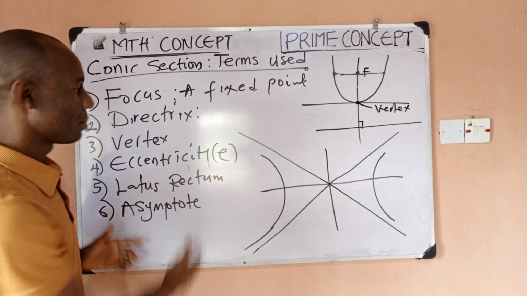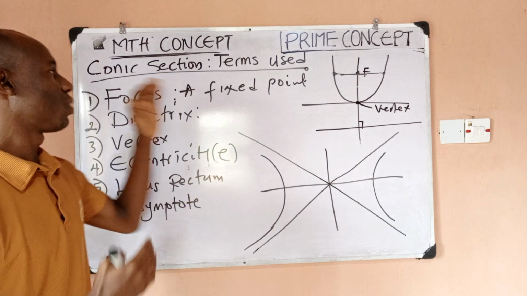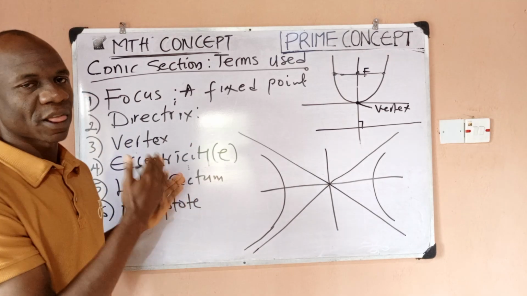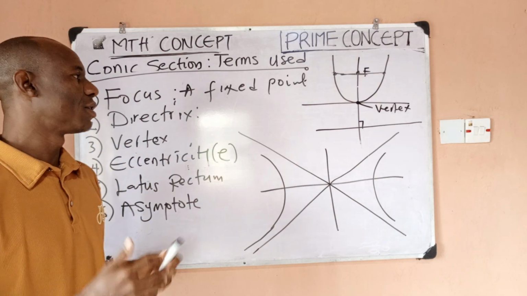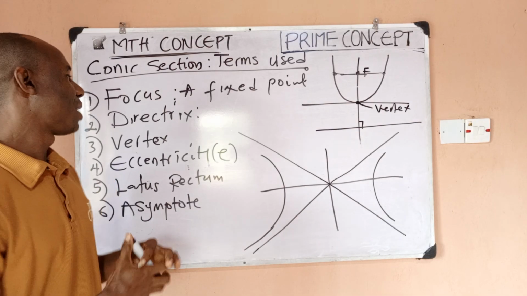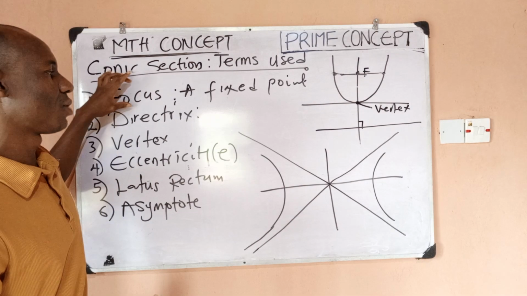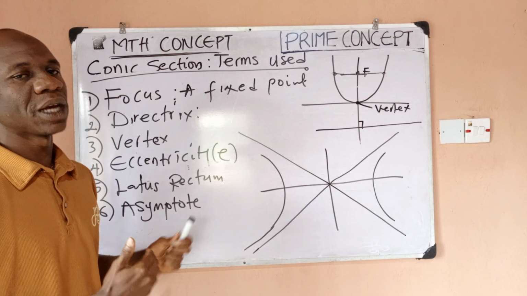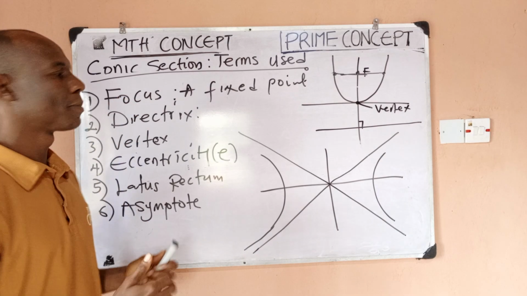So these are the terms that we'll keep hearing when we're dealing with the conic section. So do well to understand the concept behind this very well. When we get to ellipses, parabola, hyperbola, we'll begin to give the formulas or relationships for all of these terms, because each of these has a formula associated with it.